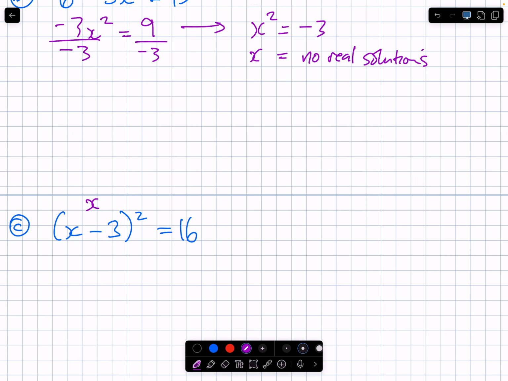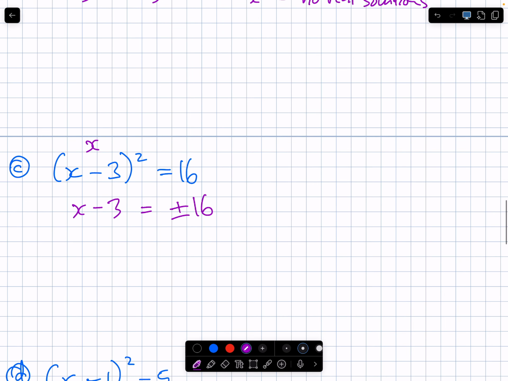What's the opposite of squaring something? Square root. So what's the square root of 16? But think, now we're at year 10 level, it's not just going to be 4. It's going to be what? Yes. So x take 3 is equal to plus or minus 4. Oh, sorry. Plus or minus, yeah, you got me. Plus or minus 4. Not done yet because I have a little negative 3 hanging off of there.